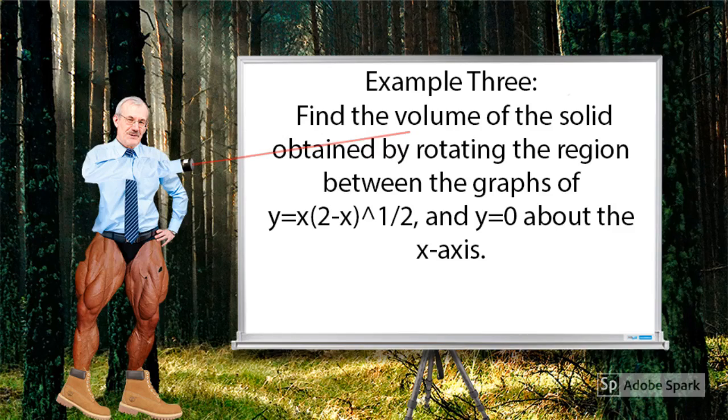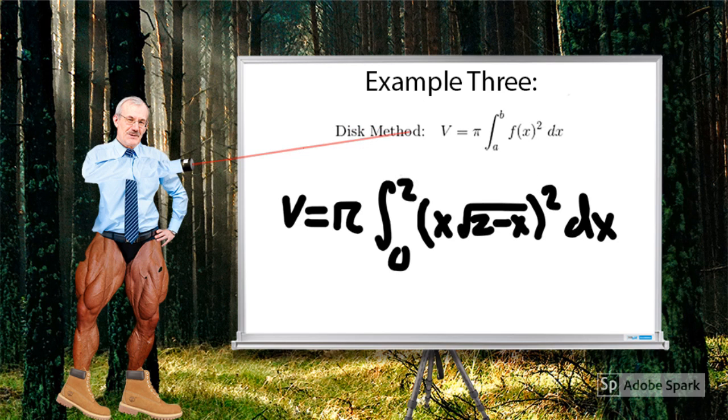Example 3. Find the volume of the solid obtained by rotating the region between the graphs of y equals x times 2 minus x to the power 1/2 and y equals 0 about the x-axis. For example 3, we'll be using the disk method. Plugging in all the variables, we get v equals pi times the integral from 0 to 2 of x root 2 minus x, squared, dx.